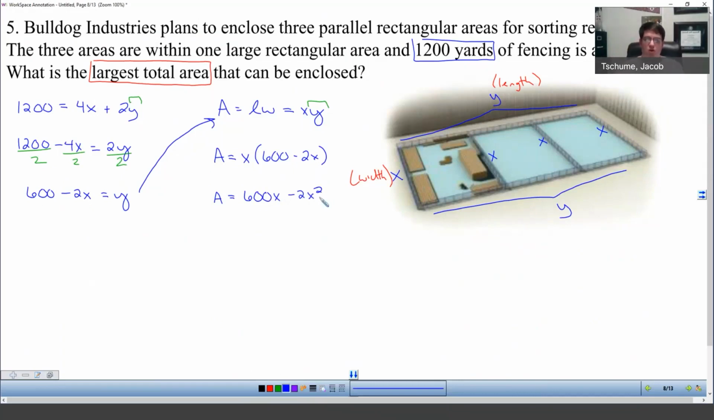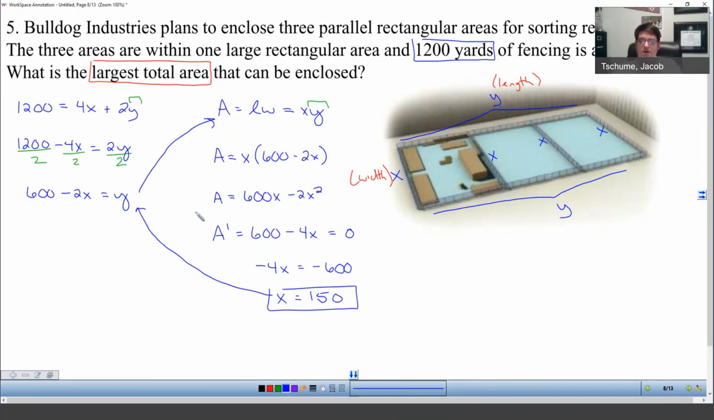And now I can find the critical values of this. So A prime is going to be 600 minus 4x that I'm going to set equal to 0. I'm going to move the 600 over. So negative 4x equals negative 600. And if you do negative 600 divided by negative 4, that's going to be 150. Plug this back over here to figure out what y is. So 600 minus 2 times 150 is y. So this would end up being 300 equals y, and we now have our two parameters.